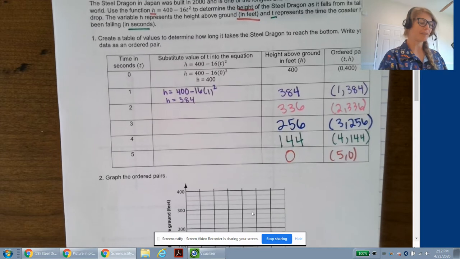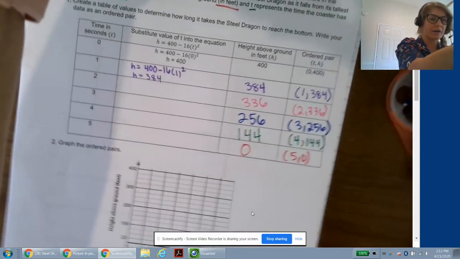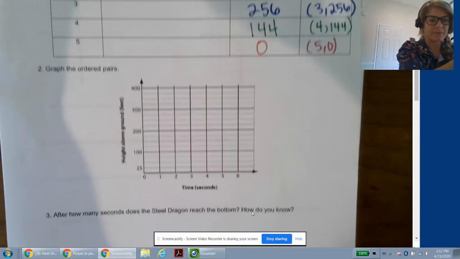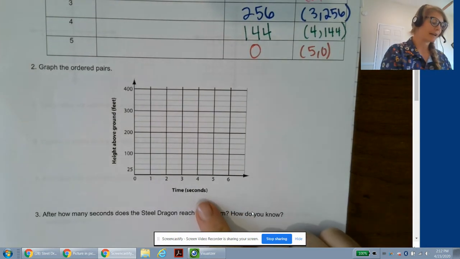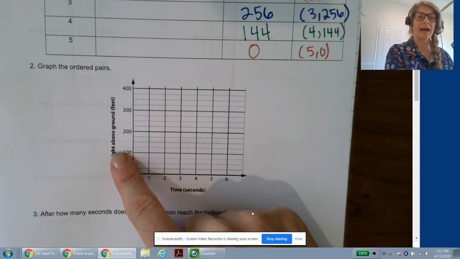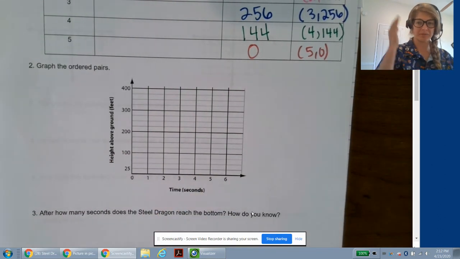We're going to graph these ordered pairs. Noticing our axes are already labeled for us, our height above the ground in feet and our time in seconds. Notice time in seconds is on the x-axis because it's independent, and the height above the ground is dependent. So the height above the ground depends on how many seconds we've been falling in this roller coaster.